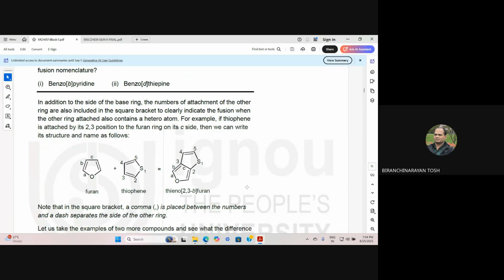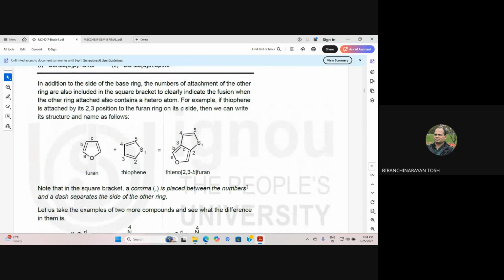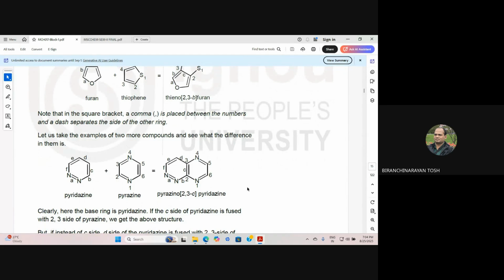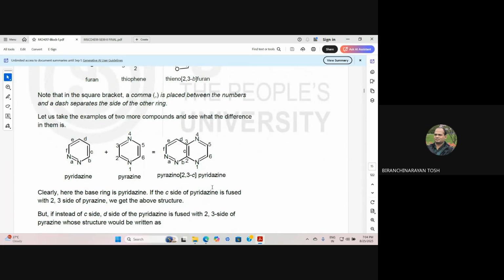Okay, so if you do these exercises it will not take much more time. Again, where to use comma and where hyphen, this is the same as what we use in common nomenclature of organic compounds. If two digits are there, we separate them by comma, and a number and a syllable are separated by hyphen. So like here, pyrazino[2,3-c]pyridazine.